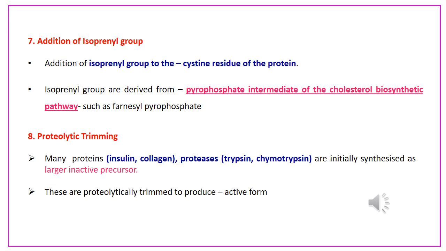The last one, proteolytic trimming. Many proteins like insulin, glucagon and the proteases like trypsin and chymotrypsin are initially synthesized as larger inactive precursors. These are proteolytically trimmed to produce the active form.